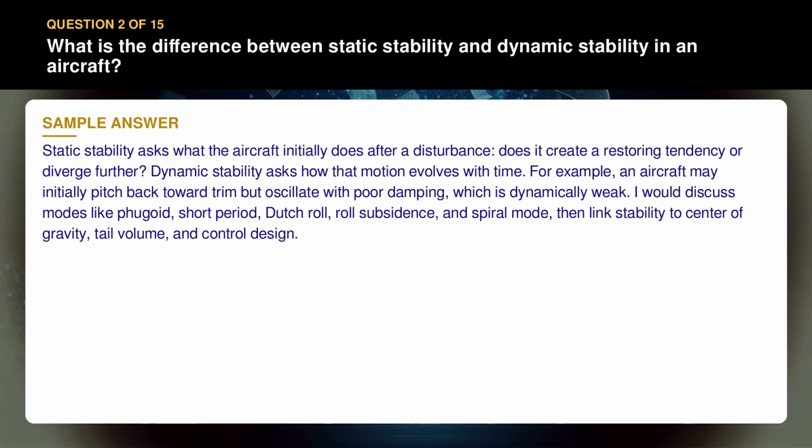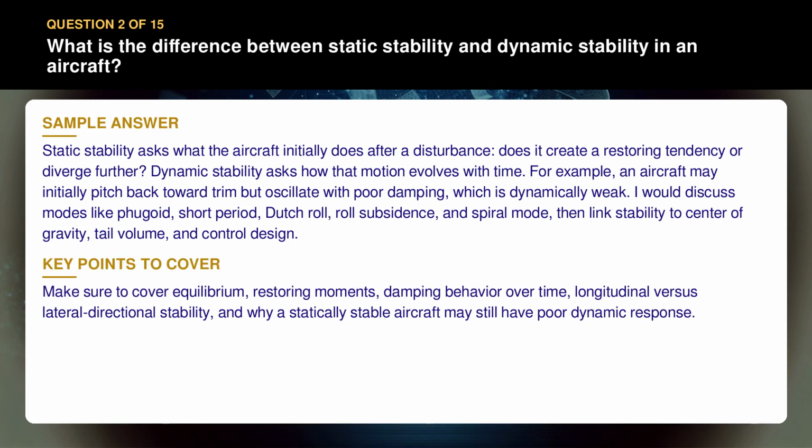I would discuss modes like phugoid, short period, Dutch roll, roll subsidence, and spiral mode, then link stability to center of gravity, tail volume, and control design. Make sure to cover equilibrium, restoring moments, damping behavior over time, longitudinal versus lateral directional stability, and why statically stable aircraft may still have poor dynamic response.